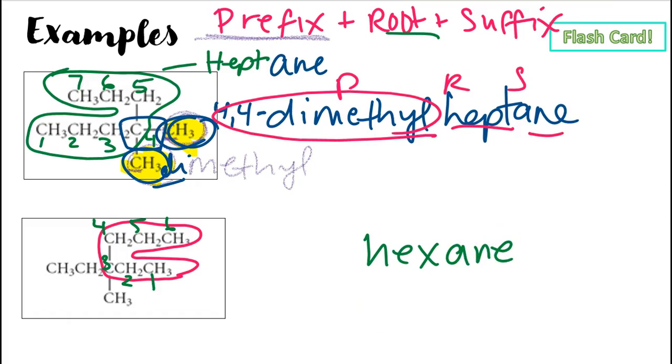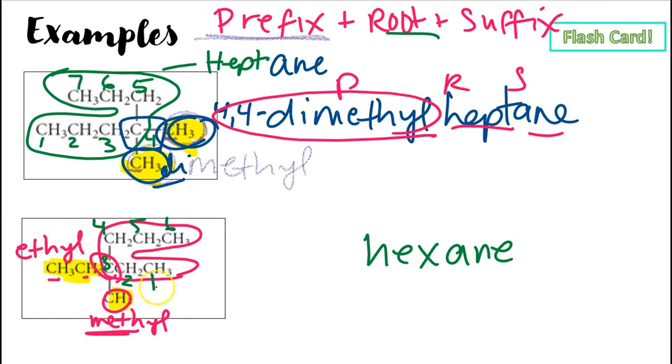Now I have to deal with the prefix. So I got to figure out what these substituents are. This substituent is going to be a methyl group. It only has 1 carbon. So we have meth as a prefix, and then it's going to have the suffix yl. That's how we got methyl. This one is 2 carbons, so it's going to be ethyl. Now, what is the location? They're both on carbon 3.